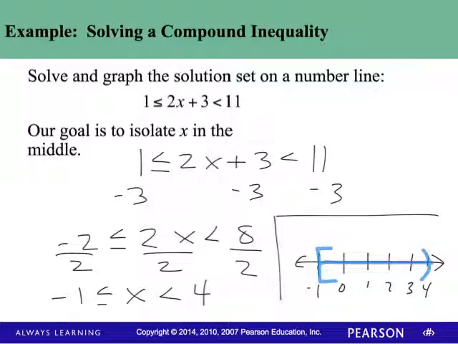And just for fun, let's write the interval notation for this. It's the interval from -1 to 4. So that's how you solve compound inequalities. You do it just like one that has a single inequality sign, but whatever you do to one part, you do to all of it.